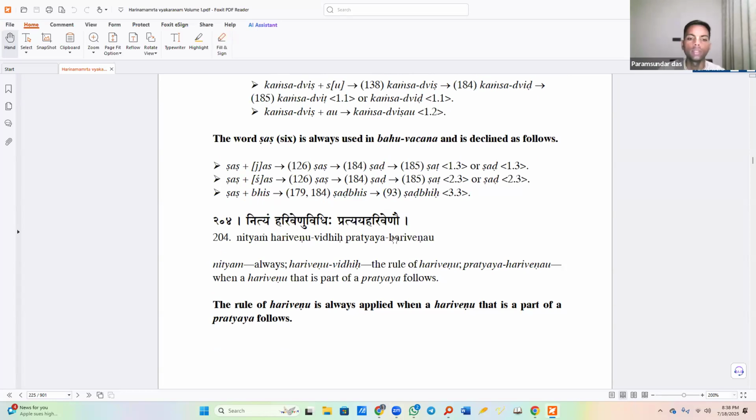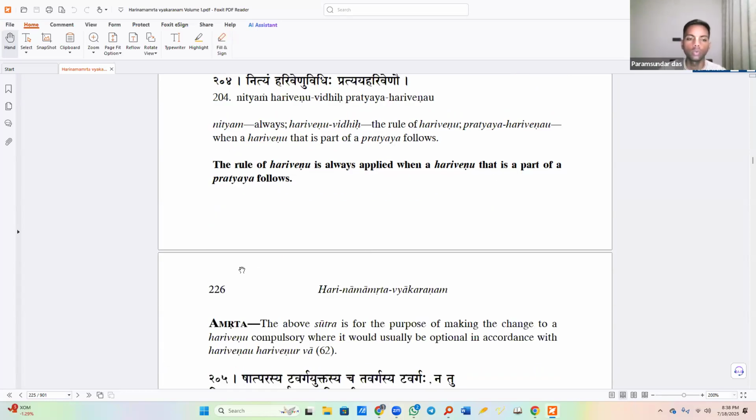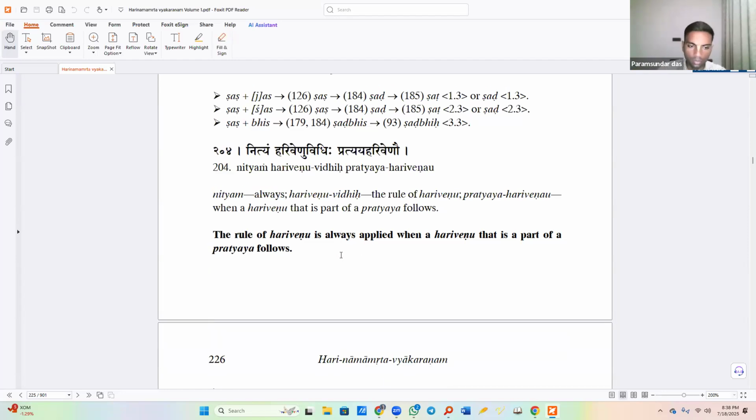Then Nityam Harivenu Vidhi Pratyay Harivenu. The rule of Harivenu is always applied. This rule of Harivenu is referring to Harivenu Harivenurva in Vishnu Janasandhi. So that was optional there. Harivenu Harivenurva. Va. It was optional. But the rule of Harivenu is always applied when a Harivenu that is a part of Pratyaya follows. We'll just do this part coming up.